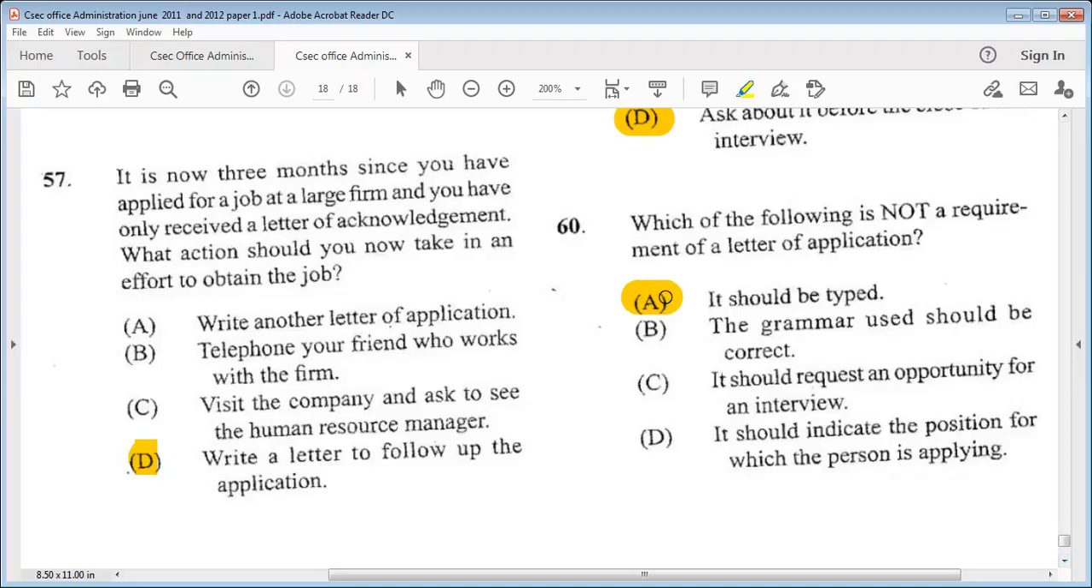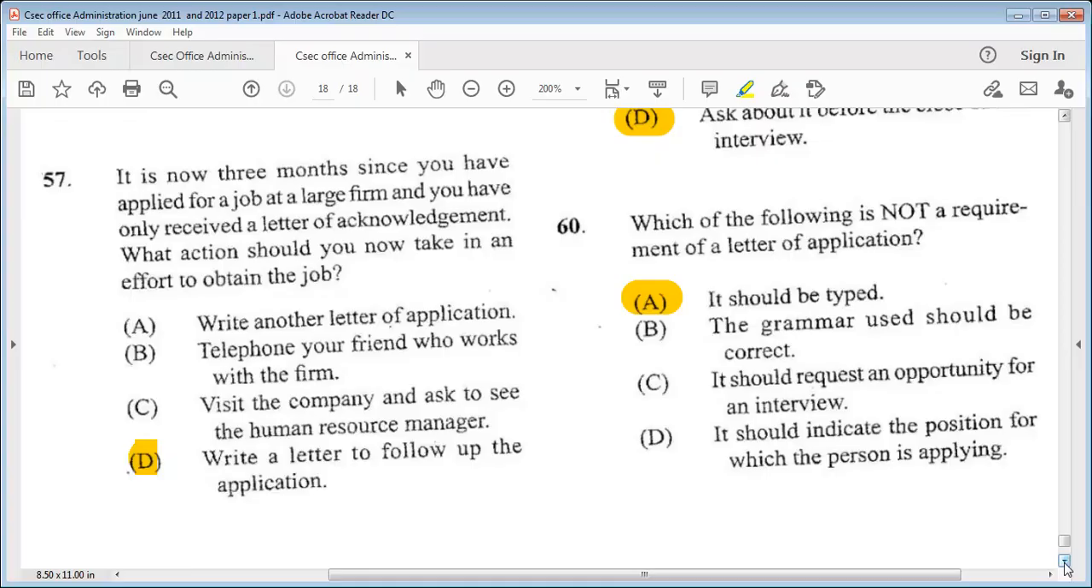That's not a requirement, but it is important that the grammar is correct. It is important that we request an opportunity for an interview, and it should indicate the position for which the person is applying. So all the others are included except A. That is not a requirement.